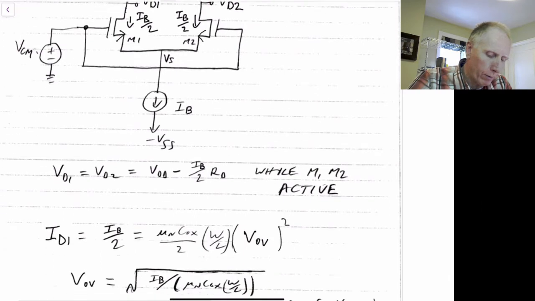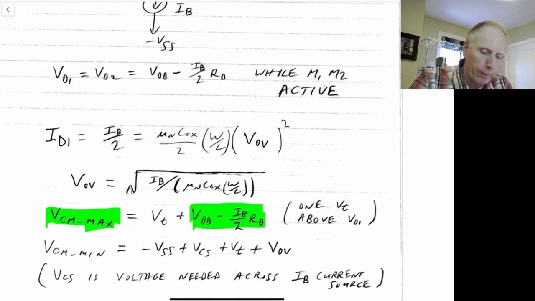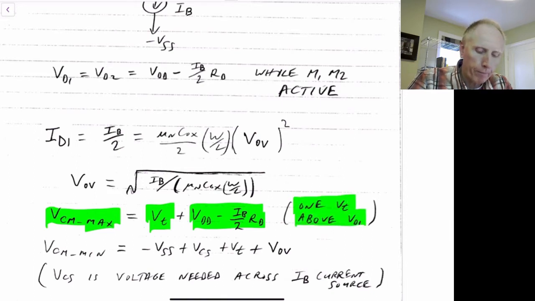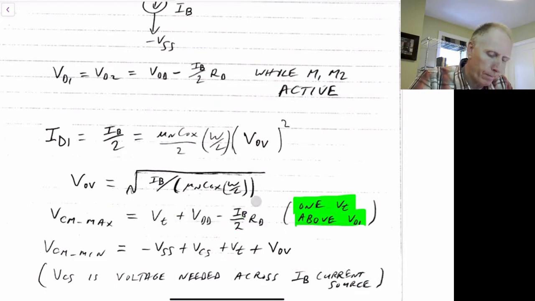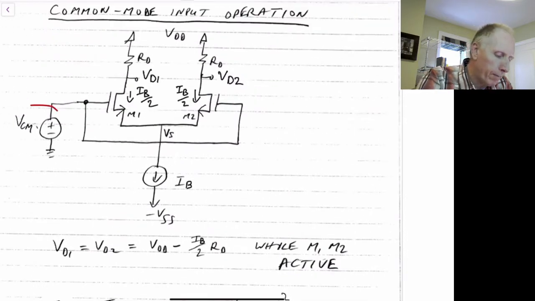So if we write that down, we find that the maximum voltage we can put on the input will be the voltage at the drain of M2 or M1 plus one threshold. So the gate can go one VT above the drain voltage. If it goes higher than that, then transistors M1 and M2, both of them, will go into the triode region. So that's the maximum voltage we can put on VCM.